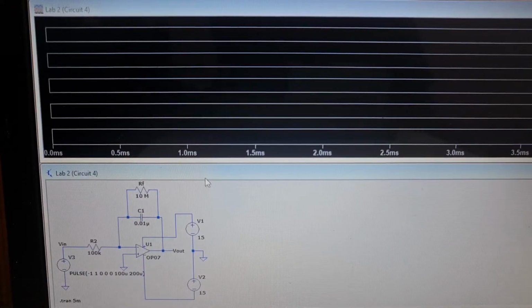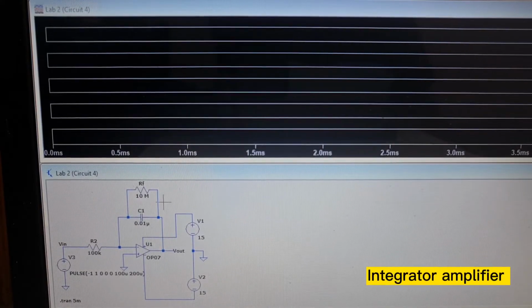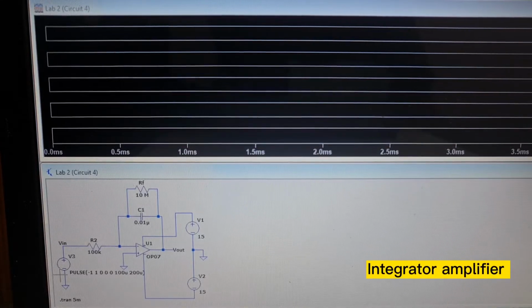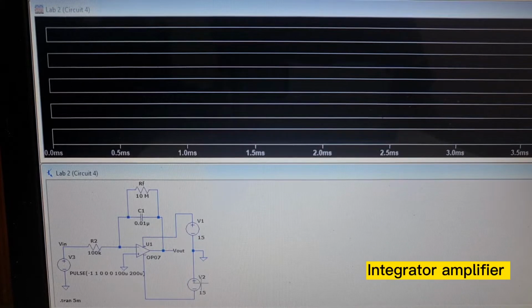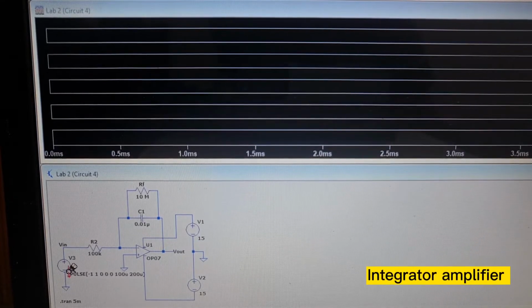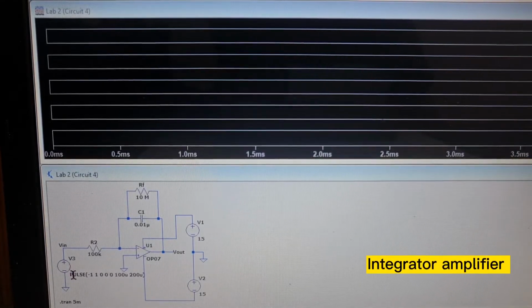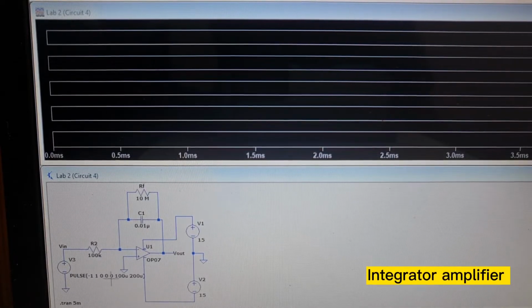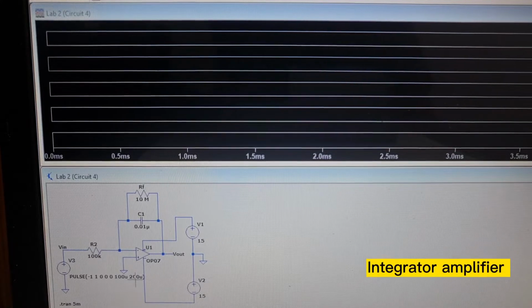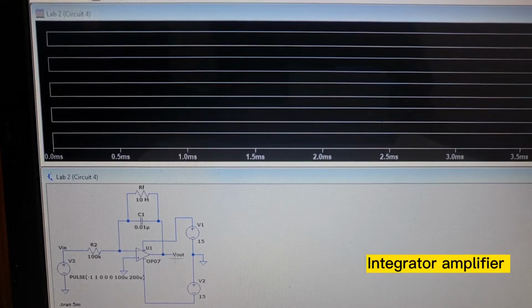So this is the integrated amplifier circuit. This circuit has three power sources as well. V1 here, which has 15 volts, V2 here, which has 15 volt as well, V3 here, which is pulse based, which has the value of negative 1, 1, 0, 0, 0, and 100U and 200U. V in is here, V out is here.